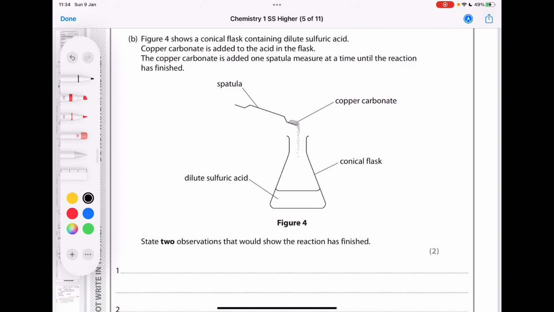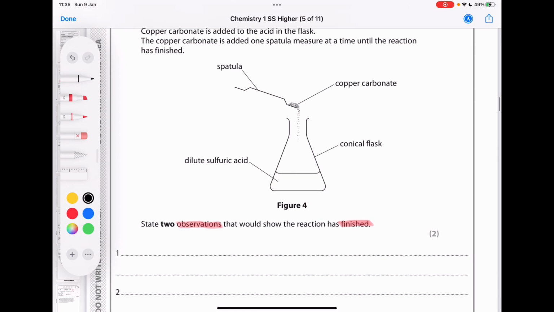For part B, you are given a reaction between sulfuric acid and copper carbonate, and you are asked to show two observations, i.e. things that you would directly observe, things you can see or hear, but that would show the reaction has finished. And if the reaction has finished, that means nothing else new is happening. Lots of people wrote answers about you would see fizzing, or you would hear bubbles, or you might see a colour change, which is all things indicating that a reaction is happening. If the reaction has stopped, you would not see those happening.